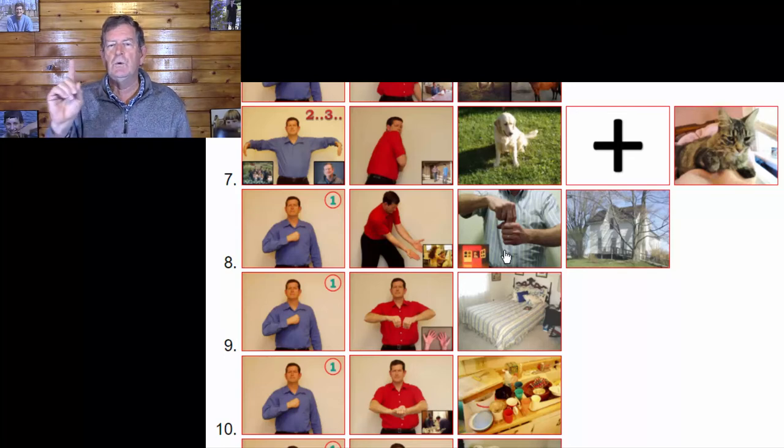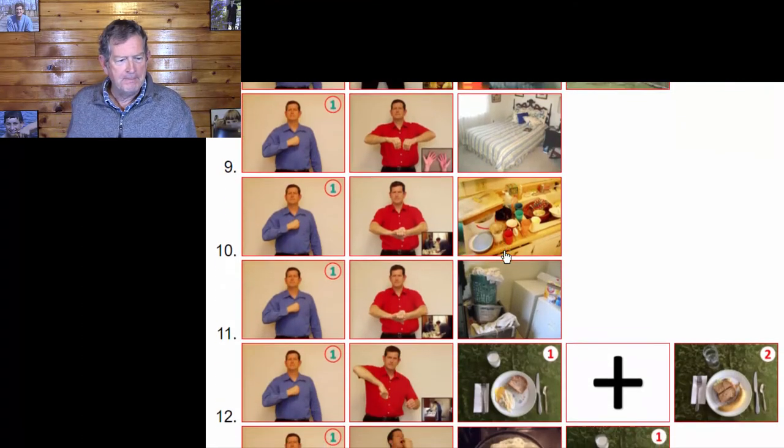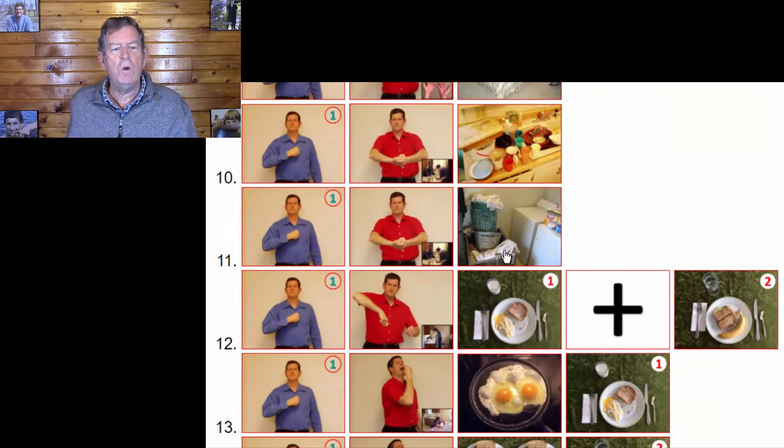Nosotros tenemos un gato y un perro y también muchas gallinas. Okay, está bien. Después, yo lavo los trastes. Yo lavo los trastes. ¿Cuál es la pregunta? Yeah. Who washes the dishes? That would be, ¿quién lava los trastes?